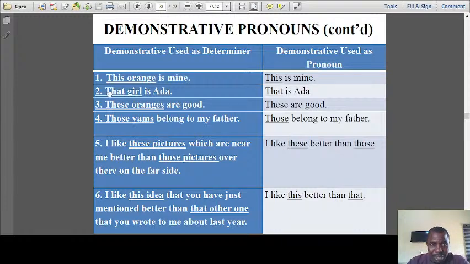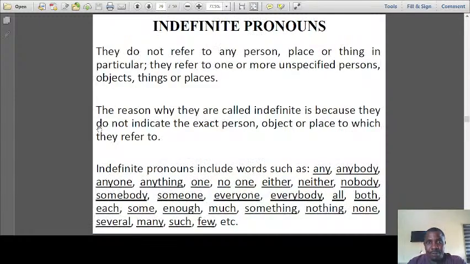The same is applicable to: that girl is Ada, that is Ada; these oranges are good, these are good. Now, that girl is Ada means you are pointing at Ada who is far away from you. And actually it's just one person, so you are pointing at her far. But if there are two, you use those. If there are two, those. So you can do more practice about it.